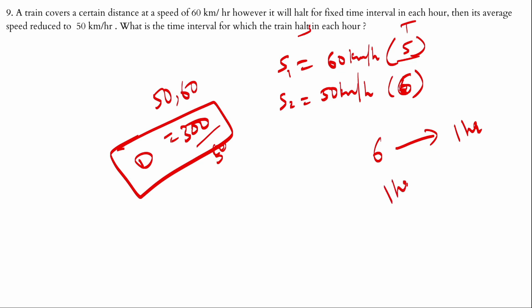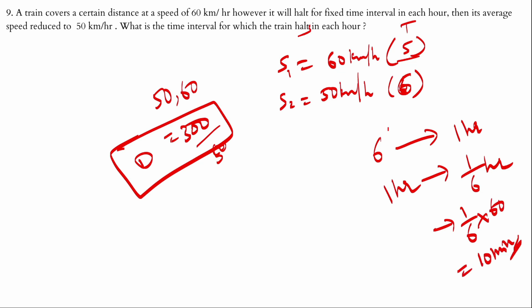then for 1 hour it will be 1 by 6 hours. So 1 by 6 into 60, this 60 minutes, so this will be equal to 10 minutes. For 6 hours, the train halts for 1 hour. The total duration is 6 hours, but for 1 hour it's 10 minutes.